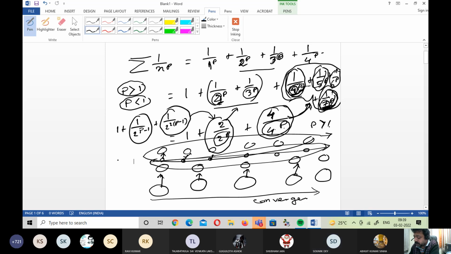There are formulas that you know: 1 minus r to the power n by 1 minus r. For p greater than 1, 1 minus r to the power n by 1 minus r, so it will be written as 1 by 1 minus 1 by 2 to the power p minus 1. Now is it clear to all of you? Because the summation becomes convergent, we can say that the original series is convergent. If p is greater than 1, then you can consider that this is convergent.